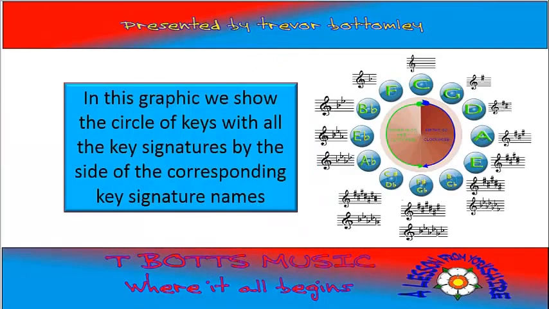In this graphic we show the circle of keys with all the key signatures by the side of the corresponding key signature names. And up at the top there at 12 o'clock we have the key of C. Now we call this the natural key because there are no sharps or flats within that key. Stepping down one step we have the key of G with 1 sharp, which is F sharp, D with 2 sharps, which is F sharp and C sharp, A with 3 sharps, which is F sharp, C sharp and G sharp, and so on and so forth all the way around the circle.